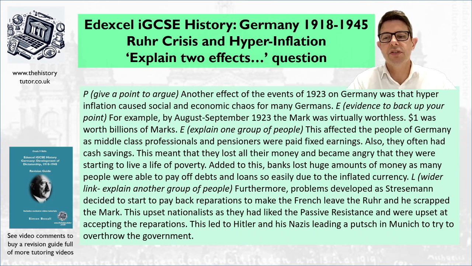Furthermore, problems developed as Stresemann decided to start to pay back reparations and make the French leave the Ruhr, and he scrapped the mark, brought in new currency later on, the Rentenmark. This upset nationalists as they had liked the past resistance and were upset at accepting the reparations. This led to Hitler and the Nazis leading a putsch in Munich to try to overthrow the government.